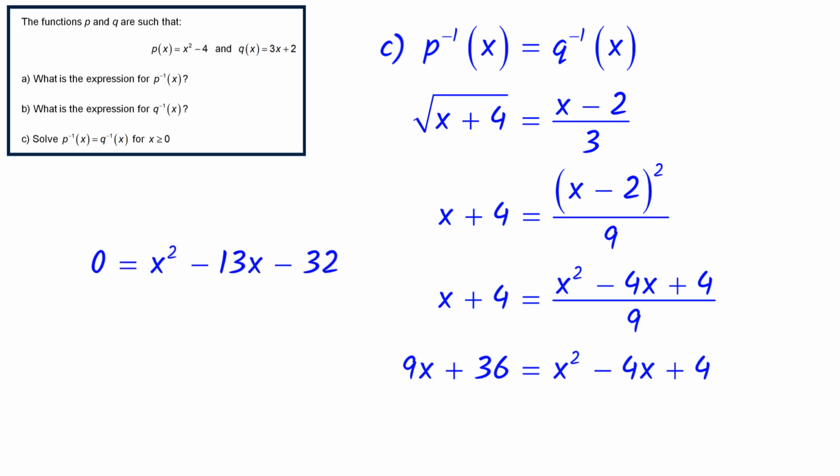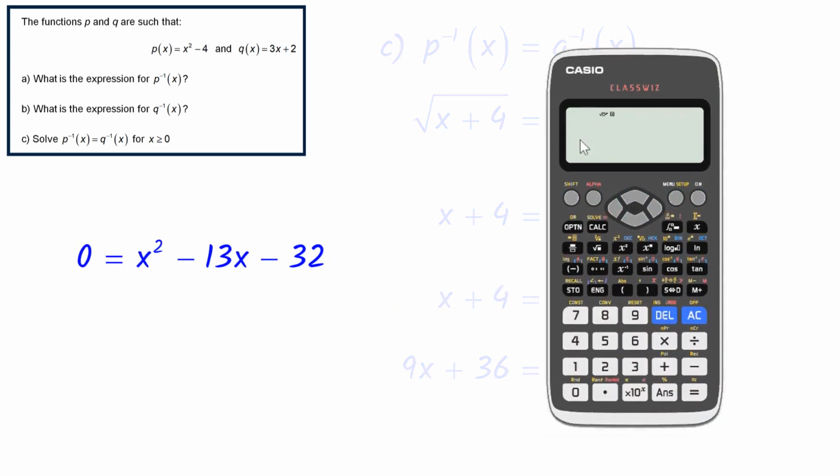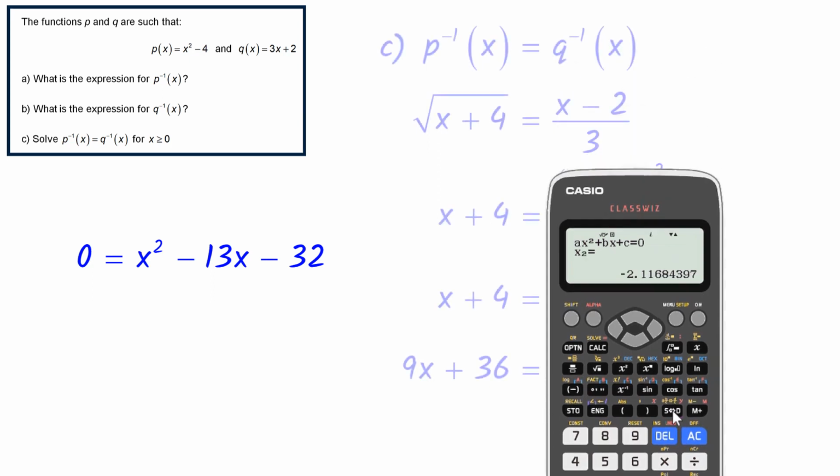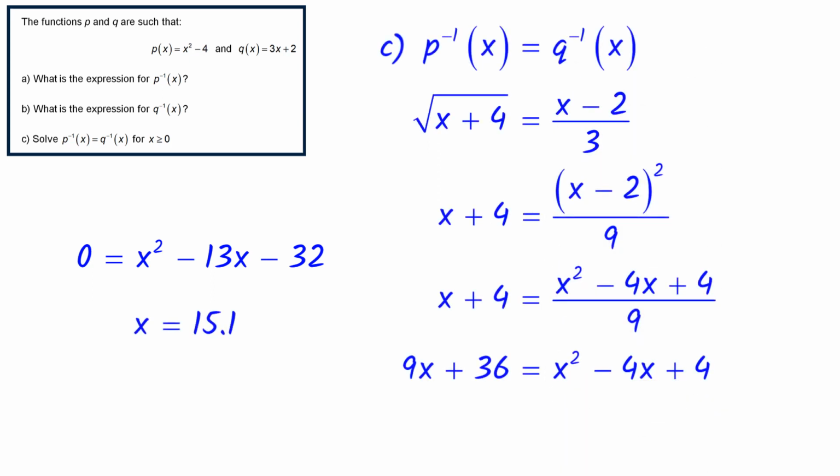Let's use a calculator. If you've got a Casio ClassWiz, we press Menu and then scroll to Equation/Function, then select 2 for polynomial and 2 again for polynomial degree. Then enter 1 for the coefficient of the x squared term, minus 13 for the coefficient of the x term, and minus 32 for the constant term. This gives 15.1 for the first solution and minus 2.1 for the second solution. So x is equal to 15.1 and x is equal to minus 2.1.